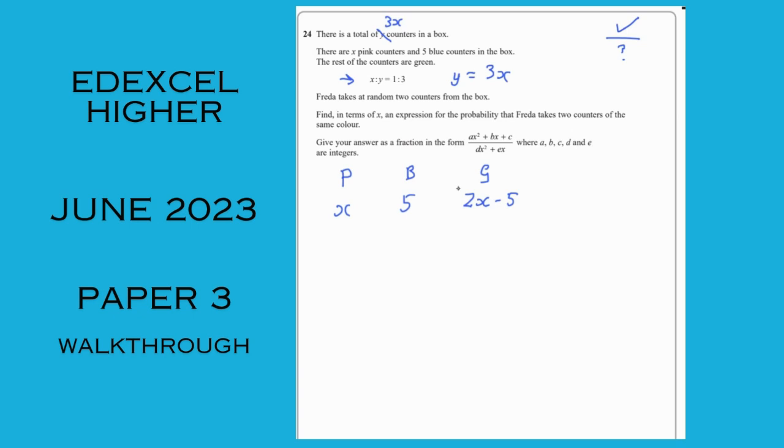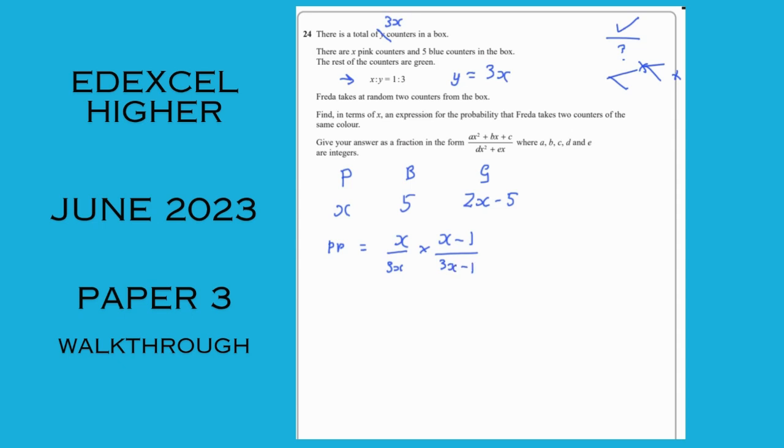Another fundamental idea of probability is with probability trees, when you move down the branches, it's multiply. When you want more than one branch, it's add. So let's look at pink followed by pink. So first pick, there are x amount of pink. Second pick, we go down by 1. In terms of number of counters, it's 3x. I know it's y, but we've replaced y. So there's 3x there, and there's 3x minus 1 there.